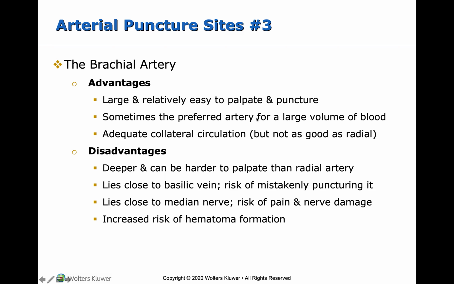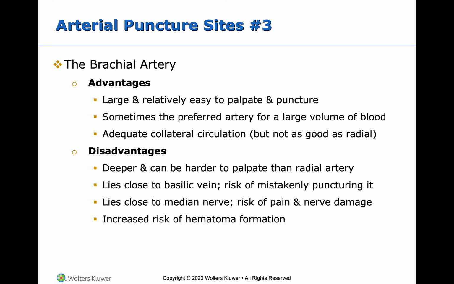The advantage of your brachial artery is it's large and relatively easy to palpate and puncture, so it's larger than your radial artery. It's sometimes the preferred artery if you want a large volume of blood. However, generally when we're doing arterial punctures, we're using the blood for ABG specimen collection, and we don't need a large volume of blood for that. So that's why the radial is usually preferred over the brachial in that sense. It also has adequate collateral circulation. It's adequate, but not as good as your radial artery.